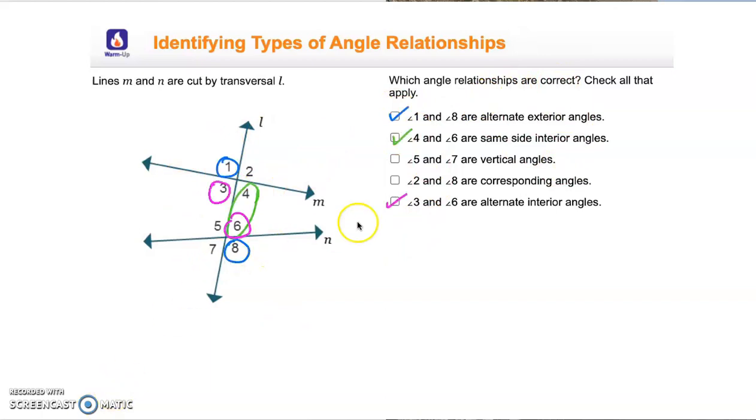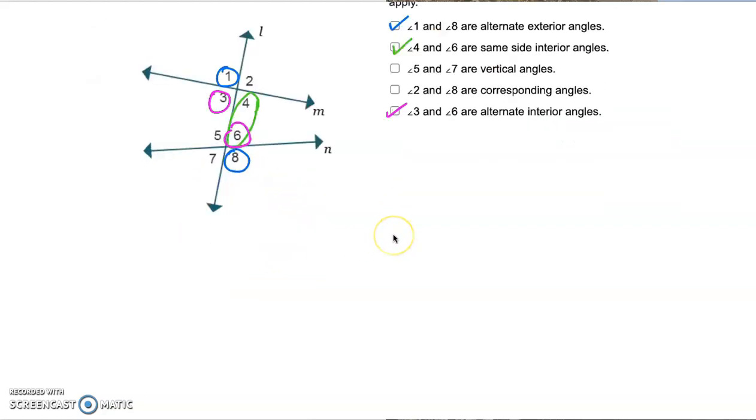All right, take a look and see if you got these right. 1 and 8 are alternate exterior angles, 4 and 6 are same side interior angles, and 3 and 6 are alternate interior angles. 5 and 7 are not vertical angles. 5 and 8 are vertical angles, and 6 and 7 are vertical angles. They have to form V's, like if you have an X, it's the top and the bottom of an X. And 2 and 8 are not corresponding angles because 2 is on the top side of M and 8 is on the bottom side of N, even though they're on the same side. So 2 and 6 would be corresponding and 4 and 8 would be corresponding.